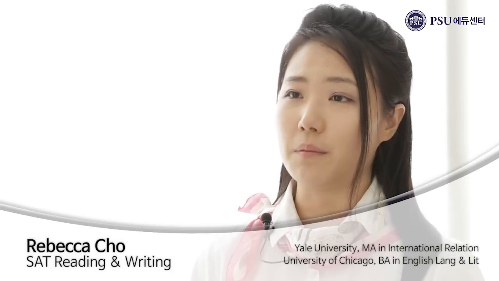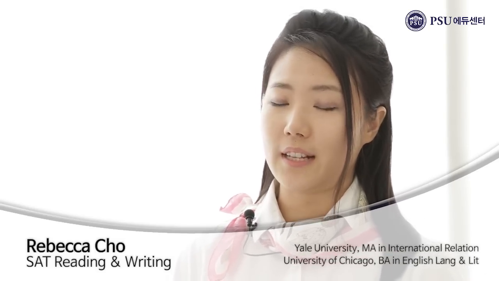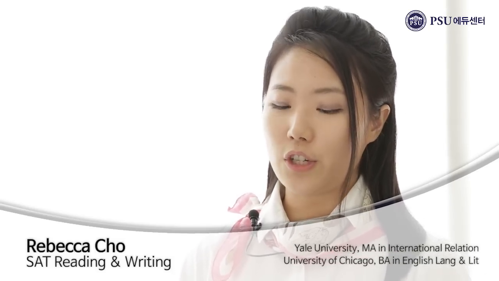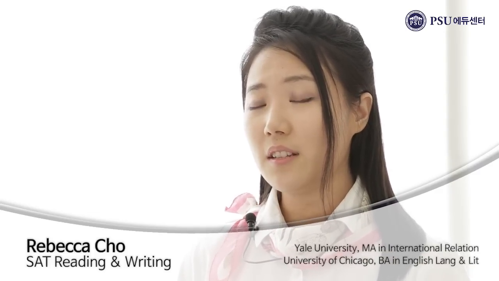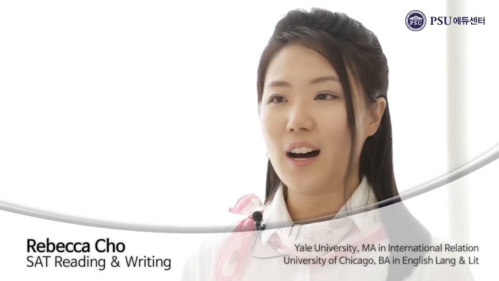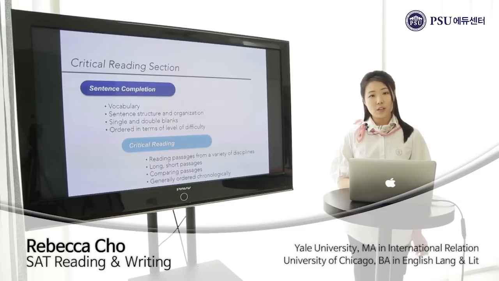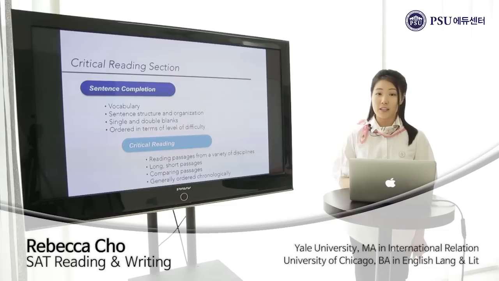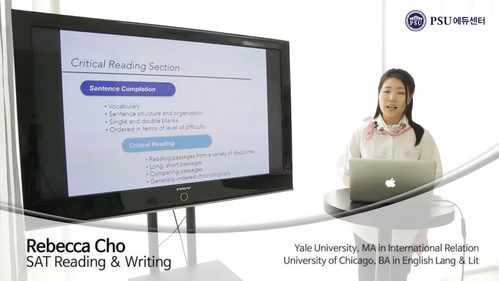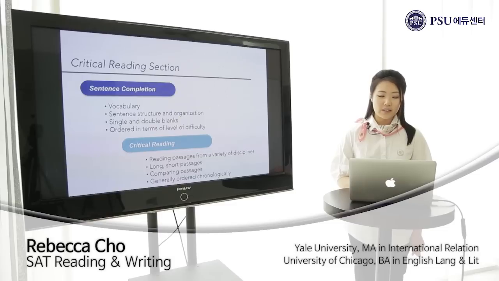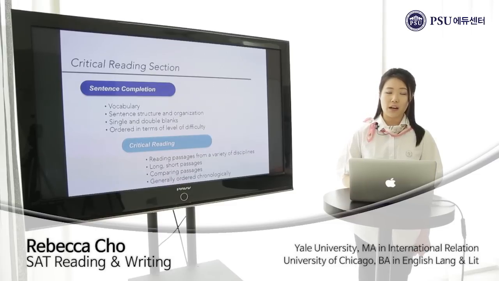After you finish the sentence completions, you'll have the critical reading section. And in the critical reading passages, you'll have reading passages from a variety of disciplines, ranging from humanities to natural sciences to literature to social sciences. And you'll encounter long passages as well as short passages. And you'll also have to compare passages, and these will be shorter. Unlike the sentence completions, the critical reading section will be ordered chronologically rather than in terms of difficulty.